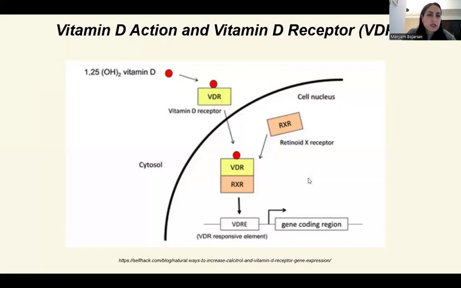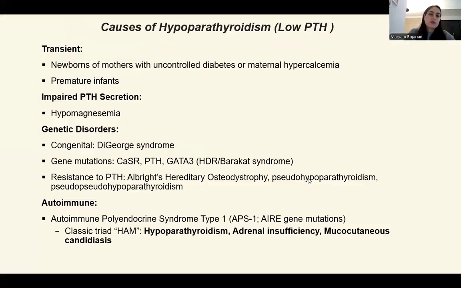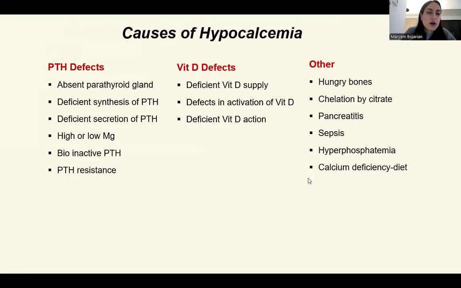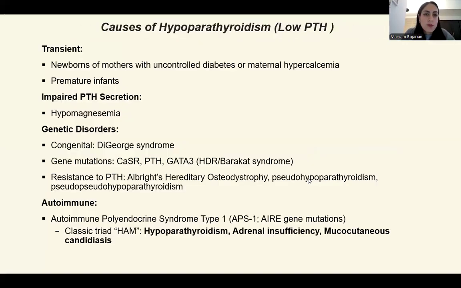Okay, so we discussed this, and then about the causes of hypoparathyroidism. So just want to show you. We discussed the PTH, the magnesium, and also the vitamin D defects, and also, as I said, we can have a parathyroid hormone problem as well. And now I want to talk a little more about causes of hypoparathyroidism that can lead to hypocalcemia.